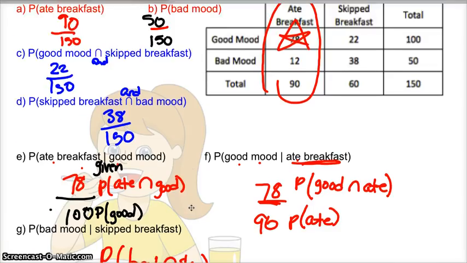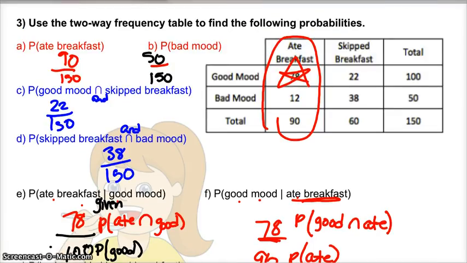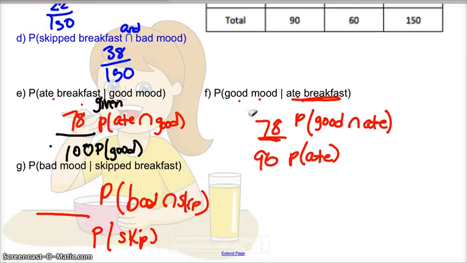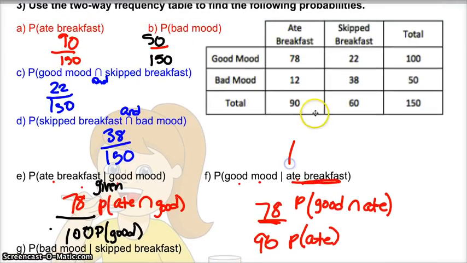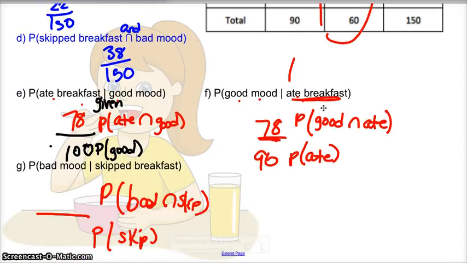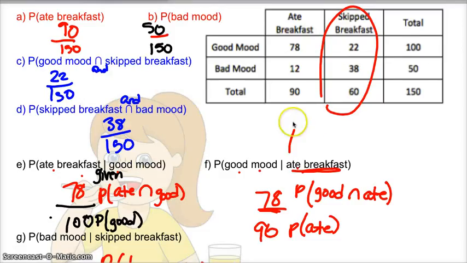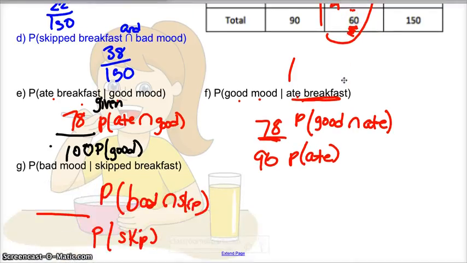All right, so again, think about circling the only thing that you're looking for. We're trying to find the number of people who skipped breakfast. So where's that column? It's right here. And of those people who skipped breakfast, how many of them also were in a bad mood? So 60 skipped breakfast and 38 of those people were in a bad mood. So 38 out of 60.